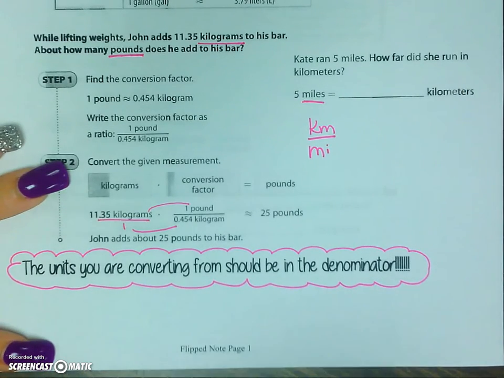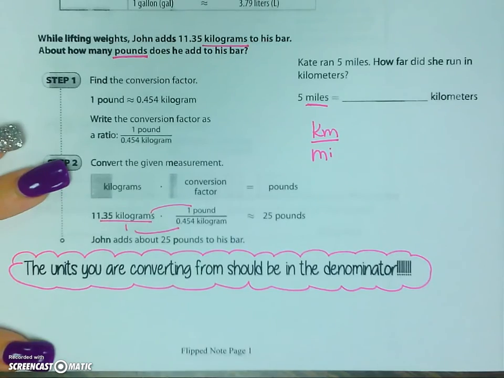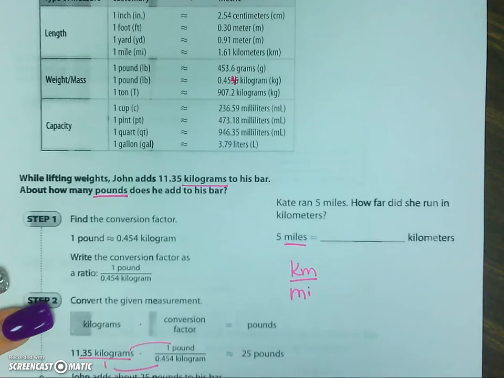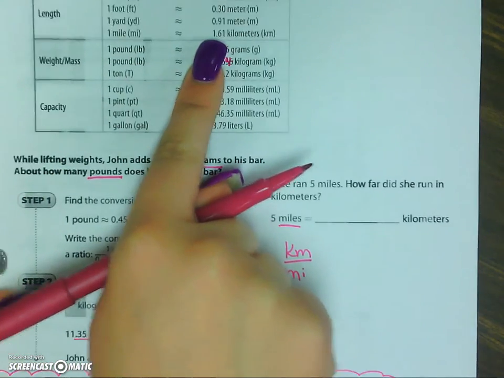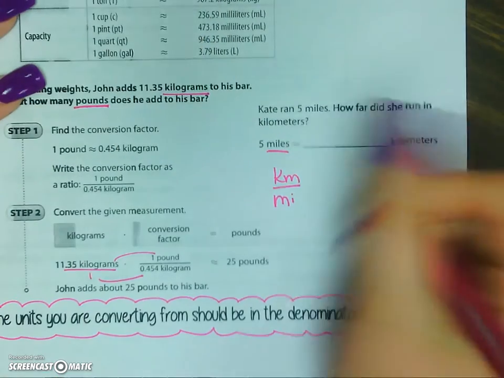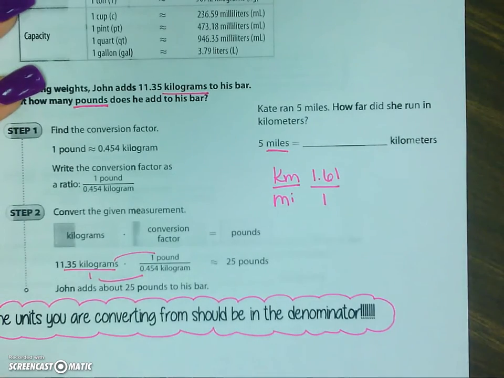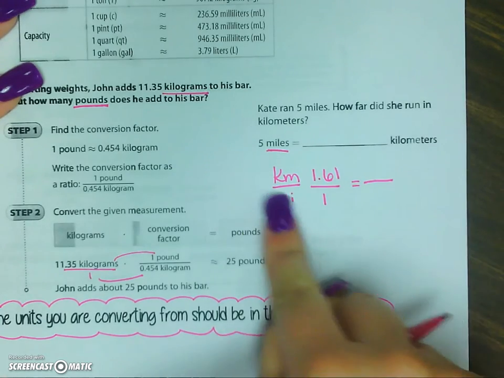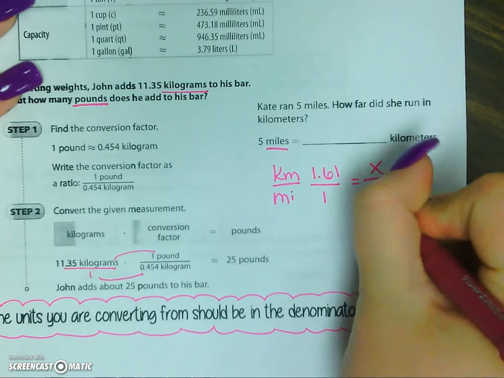Okay? So I wrote my word ratio. Now we're going to set up a proportion. This should be familiar. You did these last year, but we're going to talk about it again. So I'm going to go up here and look at what I know about kilometers and miles. I see 1 mile is 1 61/100 kilometers. So I'm going to line that up. I have 1 61/100 kilometers over 1 mile. Now you put what you're given from the problem. I don't know kilometers, so I'm going to put my variable there, x, and 5 miles.